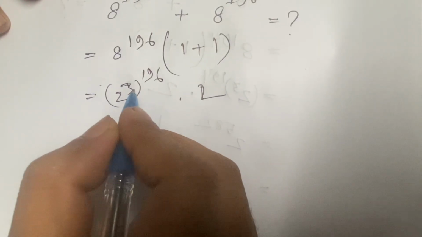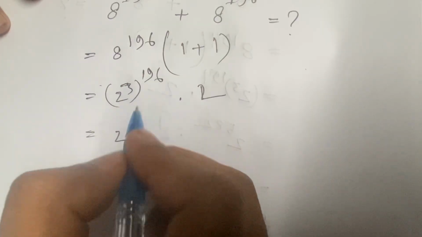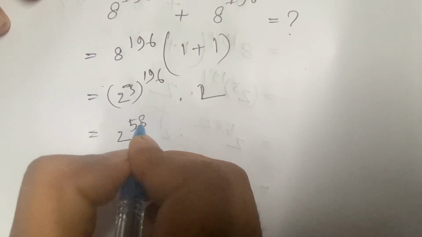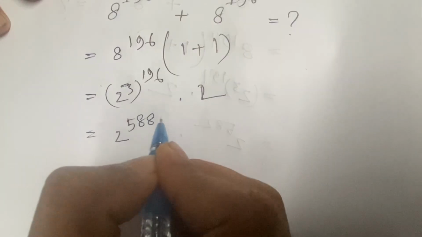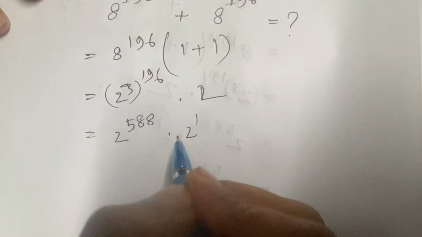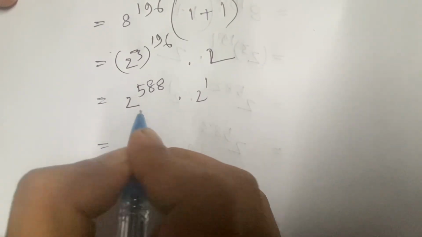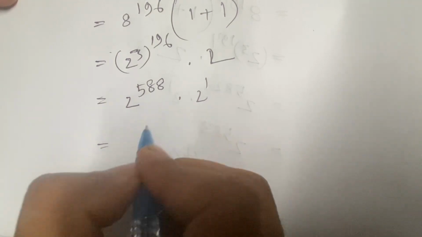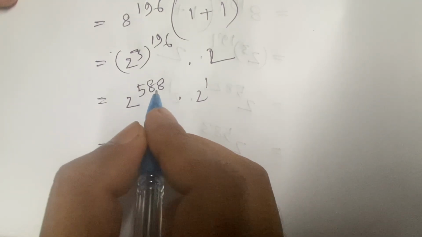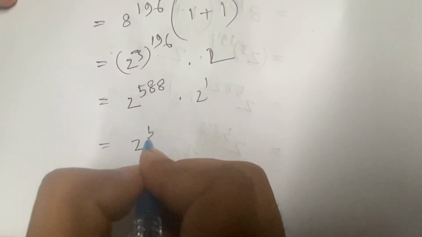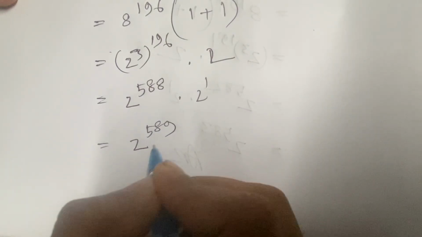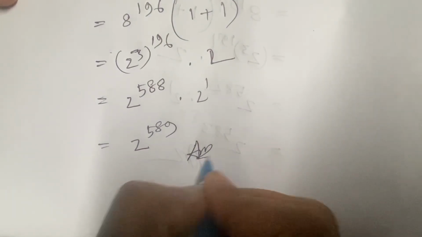Then 2 to the power 3 times 196, that means 588, times 2 is same as 2 to the power 1. Now we see that 2 same base but different power, so we can write here 2 to the power 588 plus 1, that means 589. So 2 to the power 589 is the correct answer.